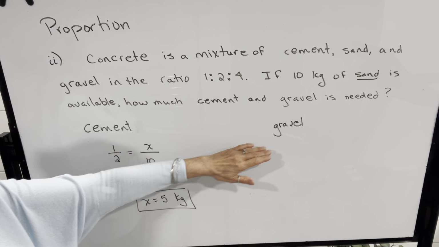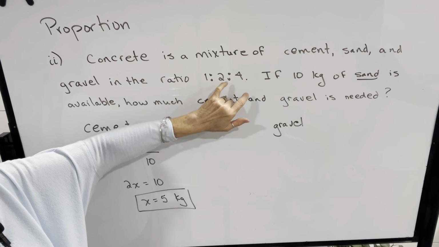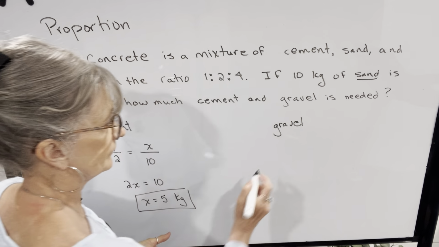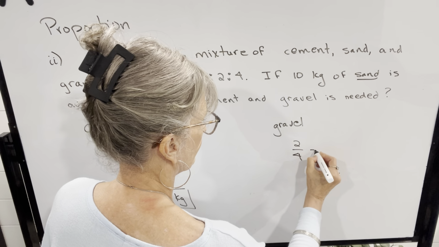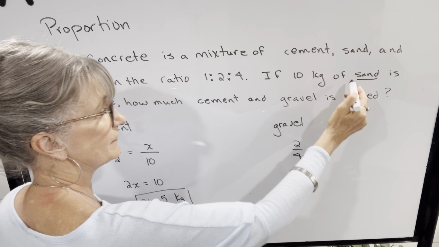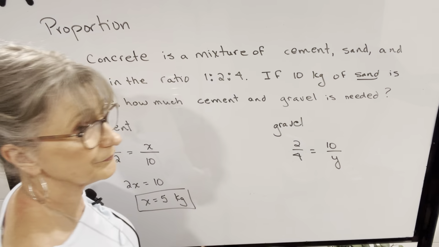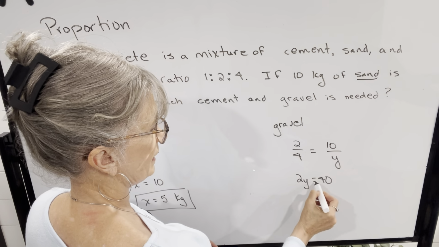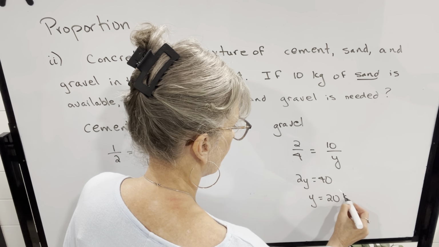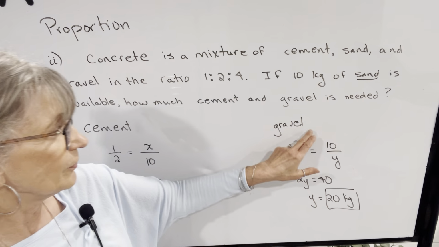Then in order to calculate how much gravel is needed, I would do the same thing, but I would just focus on this part of the proportion. I need 2 parts of sand to 4 parts of gravel. So this is sand now to gravel, and I'm given the quantity of sand, so 10 kilograms. I want to know how many kilograms of gravel. I cross multiply to get 2 times y equals 4 times 10. Now I divide both sides by 2. And I would need 20 kilograms of gravel.